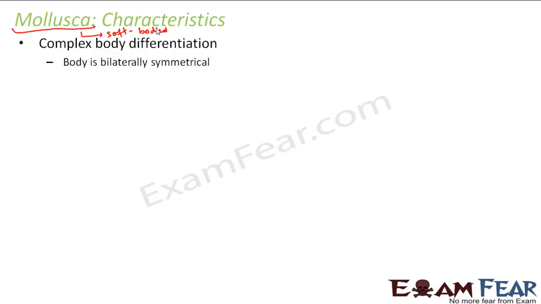Let us look at the next class, that is mollusca. So what does mollusca mean? The word mollusca means soft-bodied. So these are organisms whose bodies are very soft and tender. They have complex body differentiation. That's quite obvious, as we are going ahead, complexity is increasing. The body is made up of 3 layers of cells. That is, they are also triploblastic.